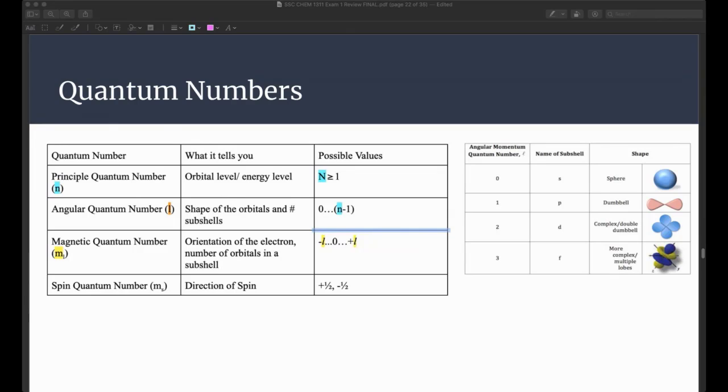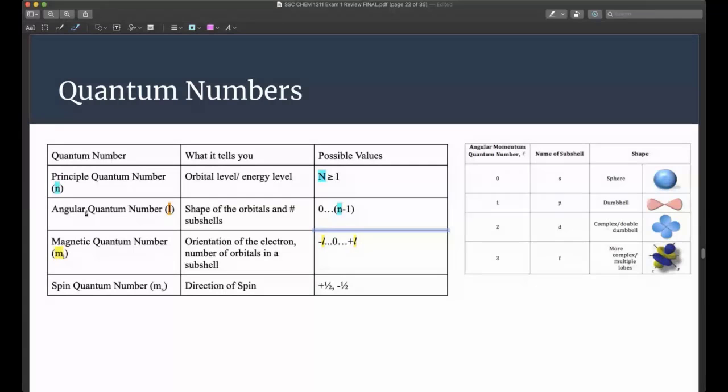Okay, cool. So we're going to move on to quantum numbers. Quantum numbers might seem scary at first, but it's basically just a way of identifying the electrons in an atom at any point. It's just a way of categorizing the electrons so that we can know how many are in a certain orbital, in a certain subshell, etc. The first type is our principal quantum number, signified by n, and that tells you the orbital level or the energy level. The possible values for n are anything greater than or equal to 1.